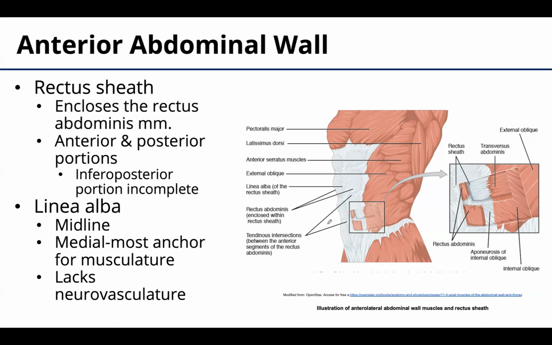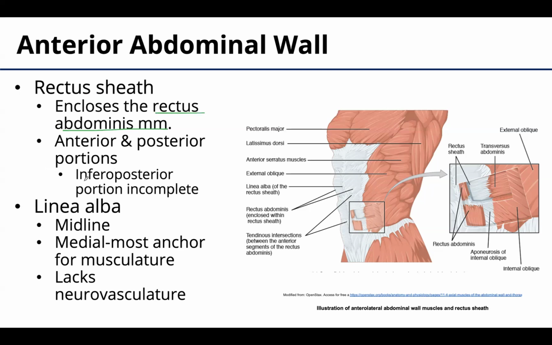So let's talk a little bit more about the rectus sheath. So as I mentioned, it's located anteriorly. It's hard to miss due to the opaque white appearance in comparison to the muscle fibers next to it. And it importantly will enclose the rectus abdominis muscle, which is going to be the anterior abdominal wall muscle. And because it encloses this muscle, it actually has anterior and posterior portions.